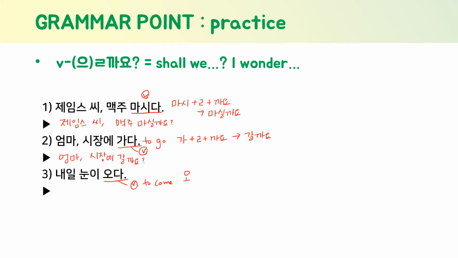So 오 also ends with a vowel, so you add ㄹ까요. It becomes 올까요? So 내일 눈이 오다 becomes 내일 눈이 올까요? Will it snow tomorrow?